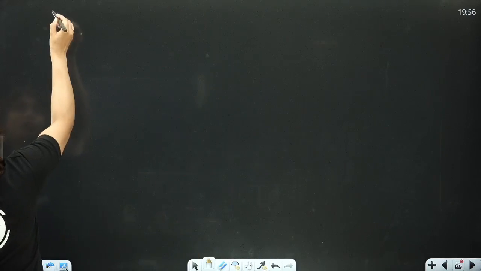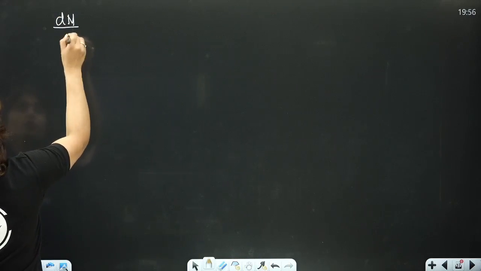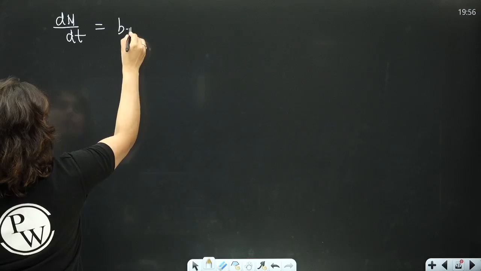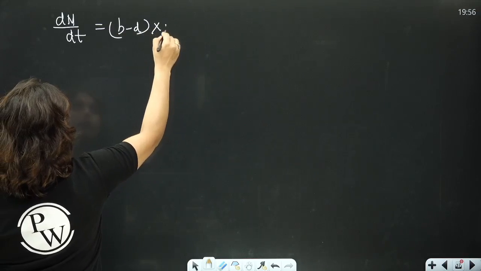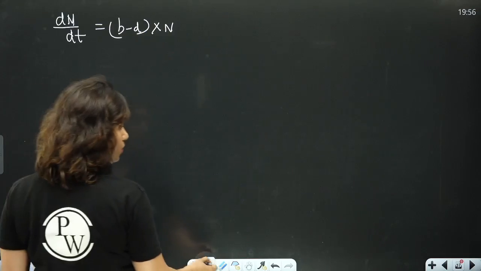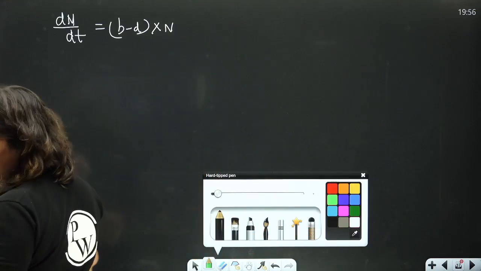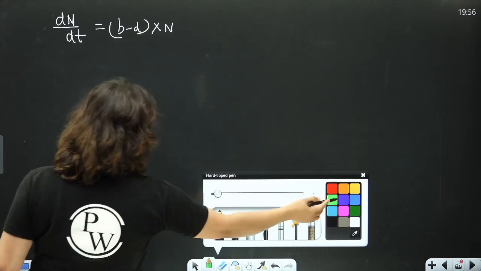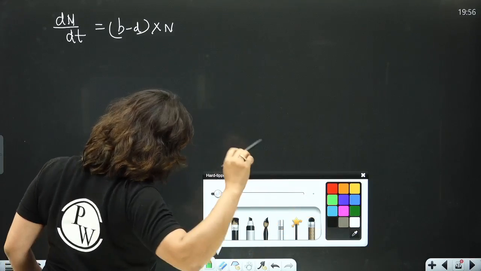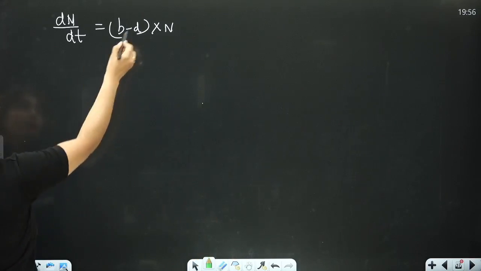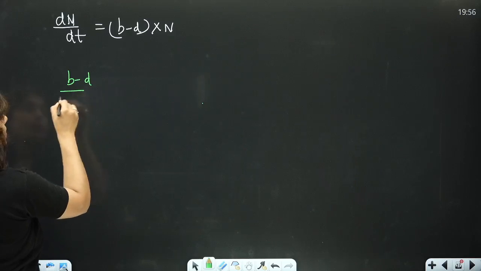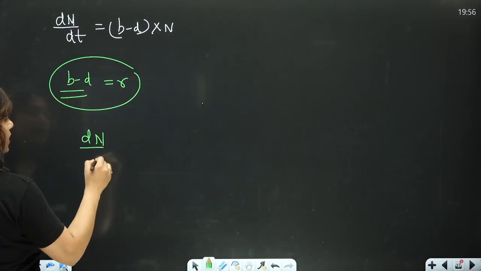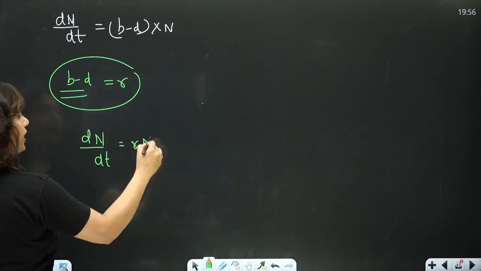So if I have to represent this exponential graph, the change of population, dN by dt, will be equal to (b minus d) into N. So what is b minus d over here? This is important. B is the birth rate and d is the death rate. So b minus d is nothing but r. So I can say that dN by dt is equal to rN.